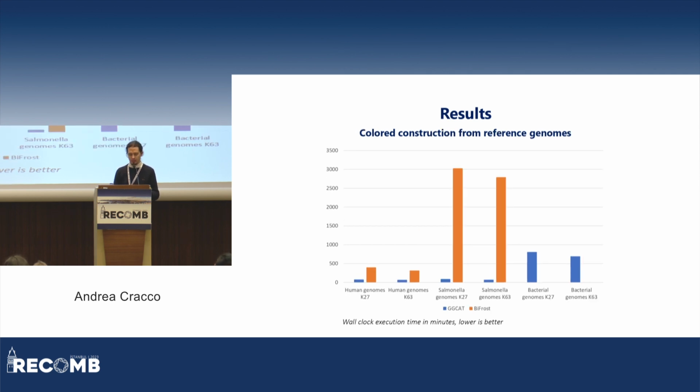Finally, maybe the biggest result was the comparison with the Bifrost, and so with the color reconstruction of the de Bruijn graphs. As we can see, especially for bacterial genomes, the performance of GGCAT is much faster, even about 20 times faster than Bifrost. And for the largest dataset we tested on, only GGCAT was able to complete in less than 10 days, and it actually completed in less than 12 hours.